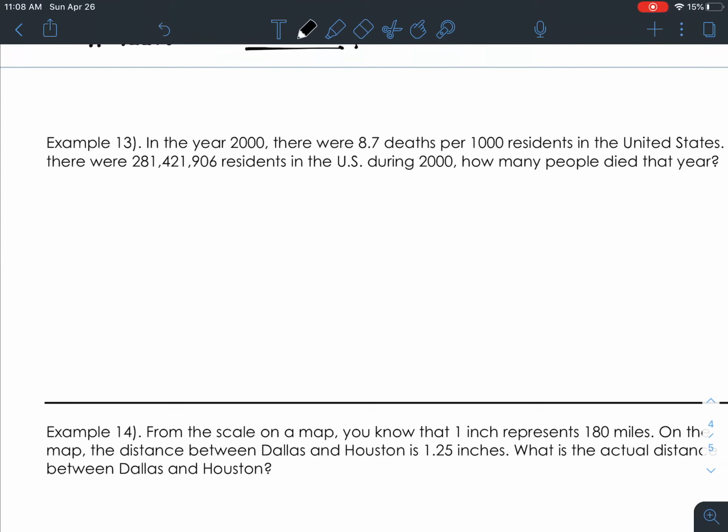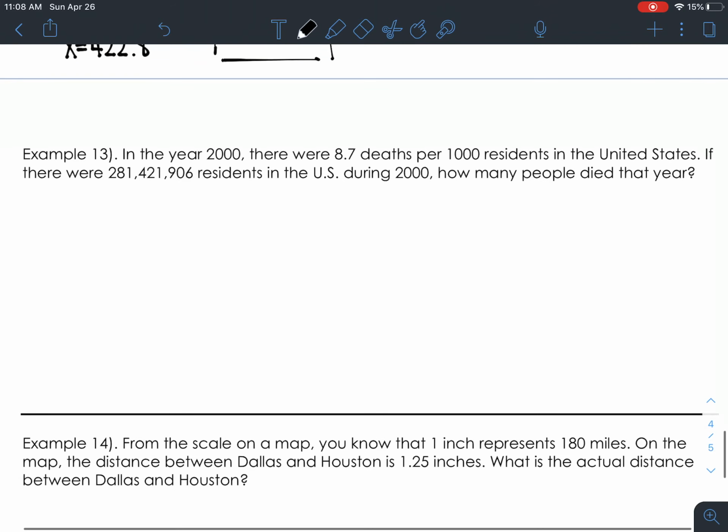Okay, so in this example, it says in the year 2000, there were 8.7 deaths per 1,000 residents in the United States, and I'm not going to try to read this number, but there were that many residents in the U.S. during 2000. We want to know how many people died that year.